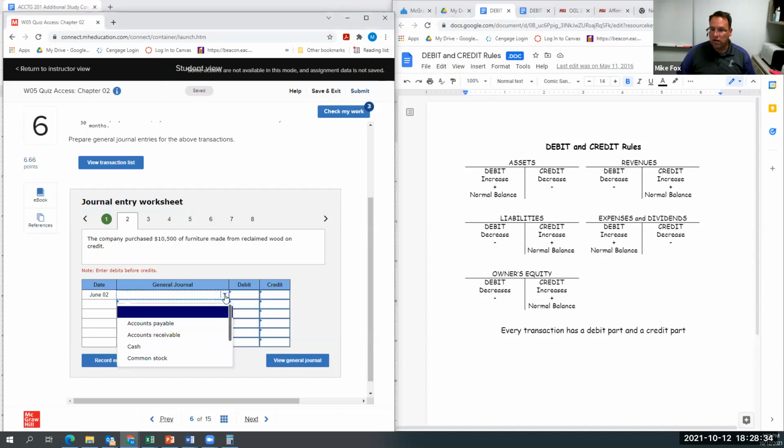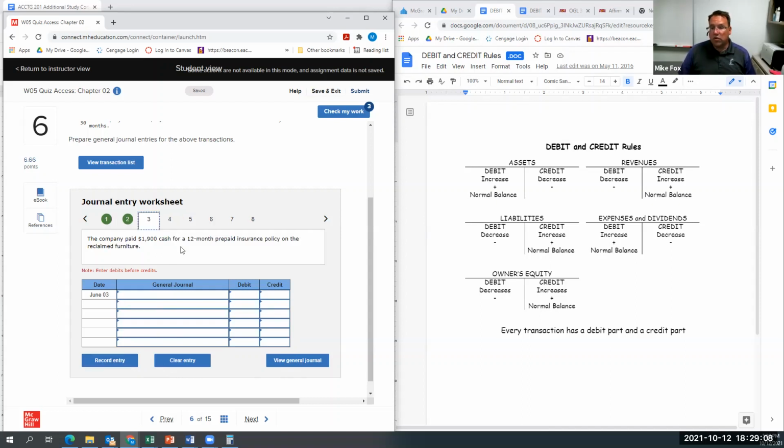So I can say furniture is my debit and accounts payable is my credit. And the amount was 10,500. So in my brain, every time I do a transaction, I'm going through this process of saying, what accounts are impacted? What type of accounts are they? And what are the rules for those types of accounts? And it takes practice, right? You get better at it the more you do.